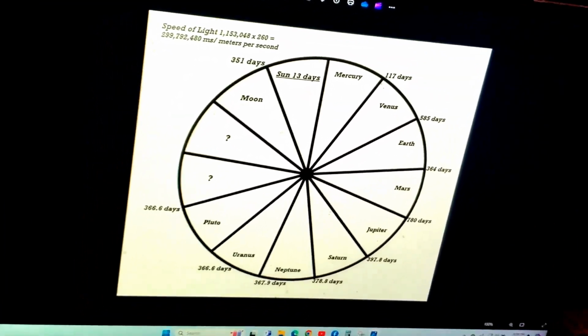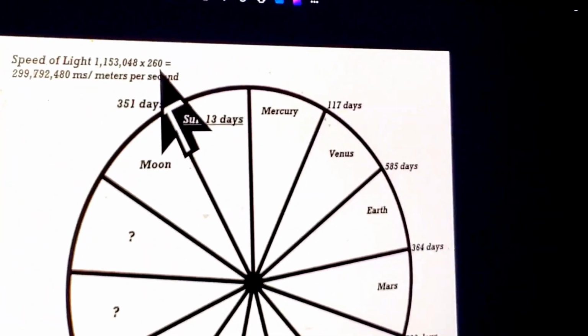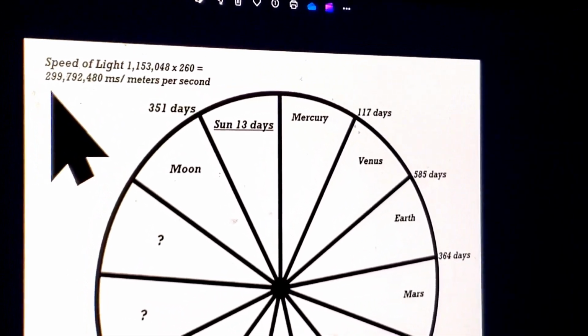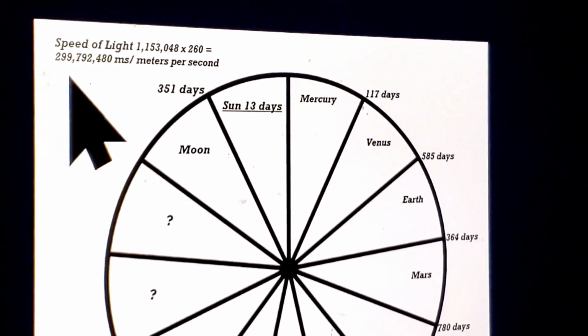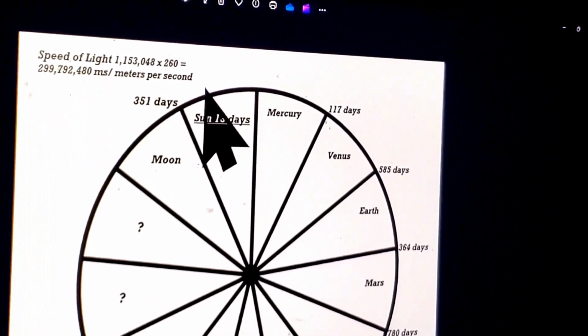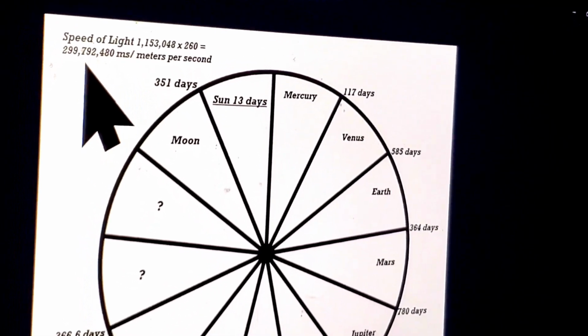And I hope that by explaining these, last but not least, this number up here, if you take 1,153,048 and times it by that sacred number, 260 again, for the sacred calendar, it gives you 292,792,480 meters per second. In other words, this can calculate the speed of light.